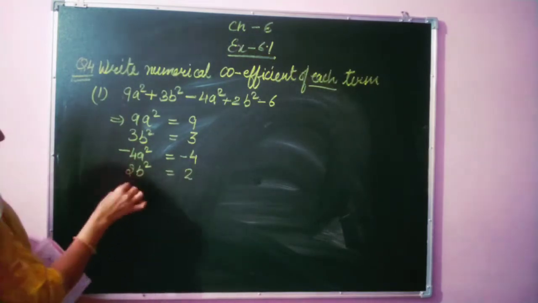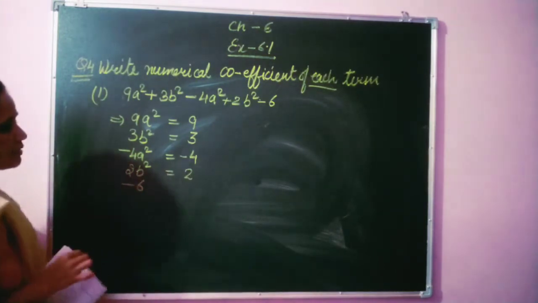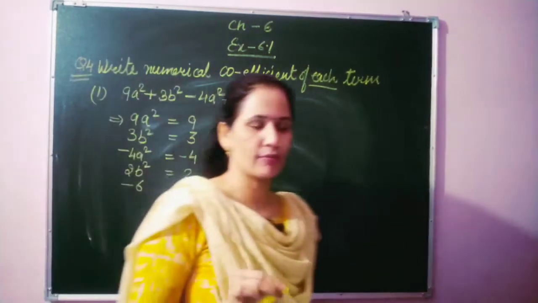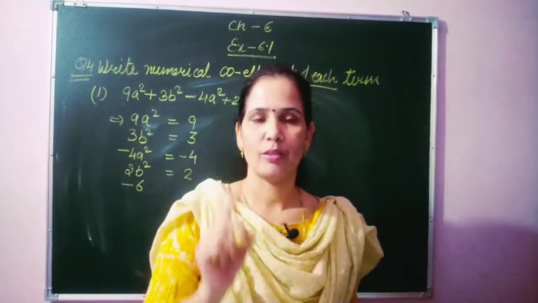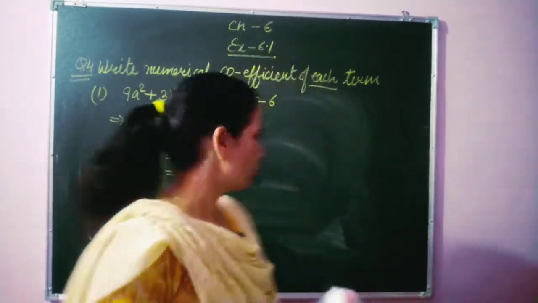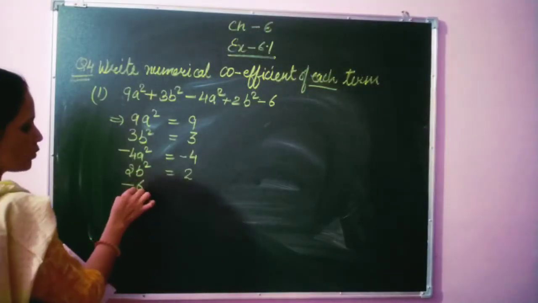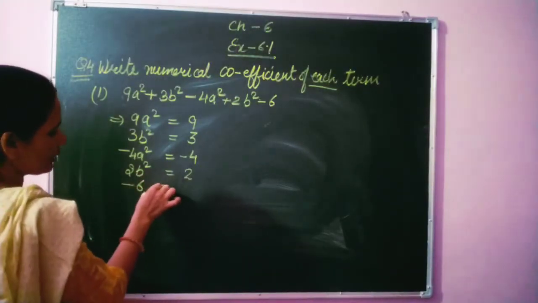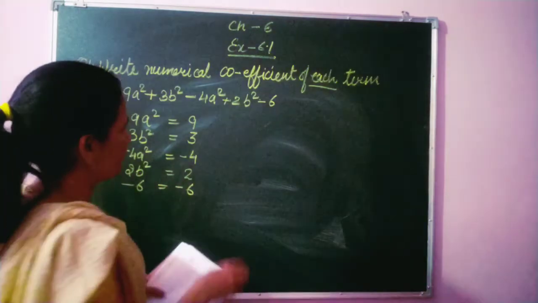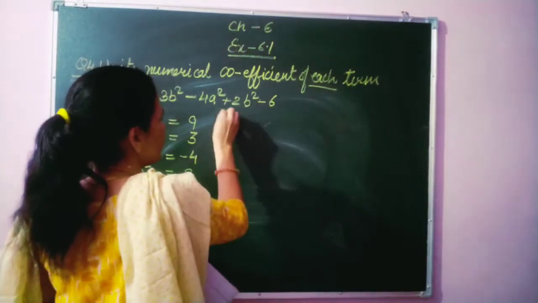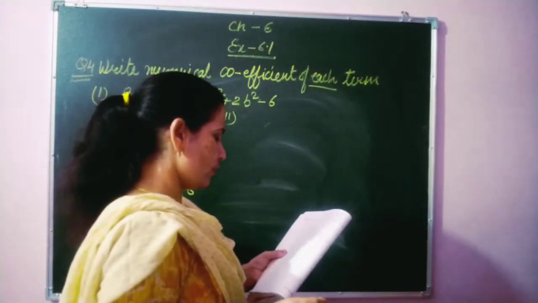Okay, and minus 6. Students, I already explained about this. Whenever any constant number is given, its degree is 0. So here the numerical coefficient of this one is minus 6 only. Okay. Now its second part. Like this we have to write the numerical coefficient of each term.